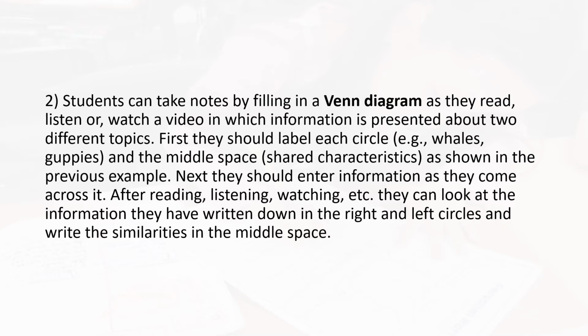Next, they should enter information as they come across it. So after reading, listening, or watching a video, they can look at the information that they have written down in the right and left circles and then write the similarities in the middle space. So they're gathering the information as they go and then determining the shared or different characteristics later on.